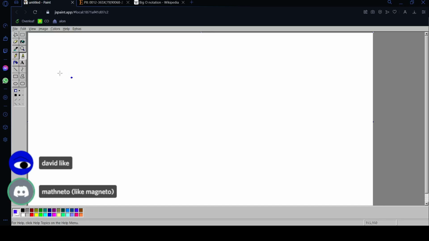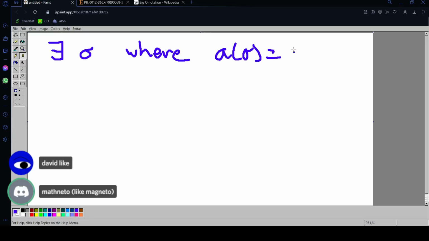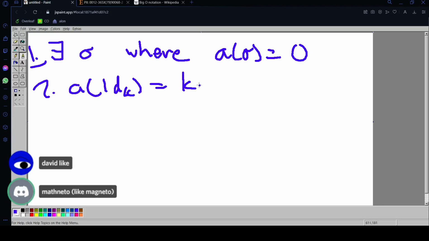The claim breaks into a few parts. First, there exists sigma where the adjacency of sigma equals 0. So that's one. Two says that the adjacencies of the identity is equal to k minus 1.